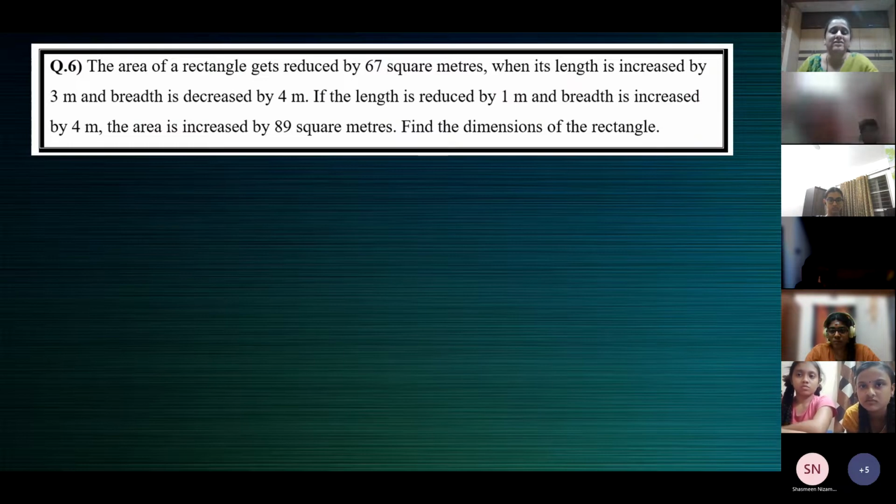The area of a rectangle gets reduced by 67 square meters when its length is increased by 3 meters and breadth is decreased by 4 meters. If the length is reduced by 1 meter and breadth is increased by 4 meters, the area is increased by 89 square meters. So any change made to the length and breadth will also alter the area. The area may be increased or decreased. Find the dimensions of the rectangle.